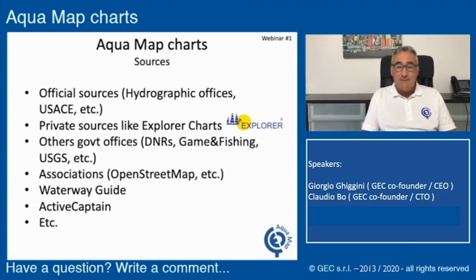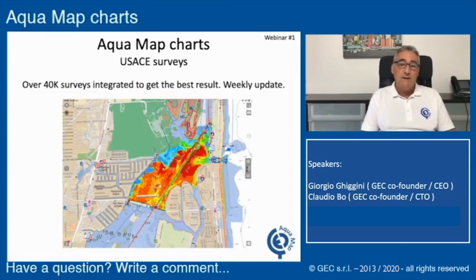Nautical charts sometimes alone are not enough, so we integrate on the map the best communities like ActiveCaptain and detailed guides like the Waterway Guides. Last but not least, we decided a few months ago to create a new service to overlay the US Army Corps of Engineers surveys to cover the most dangerous waterways. Over 40,000 surveys from the Corps of Engineers are integrated together and provided to the end user with a weekly update.